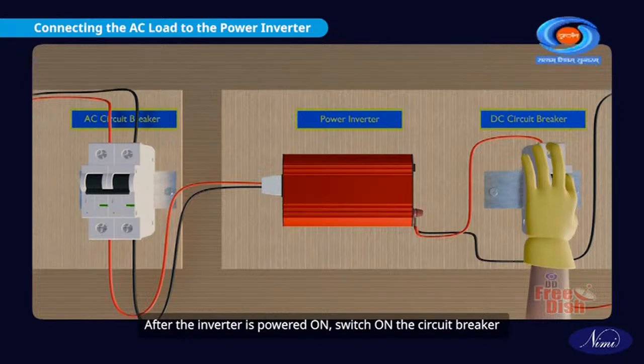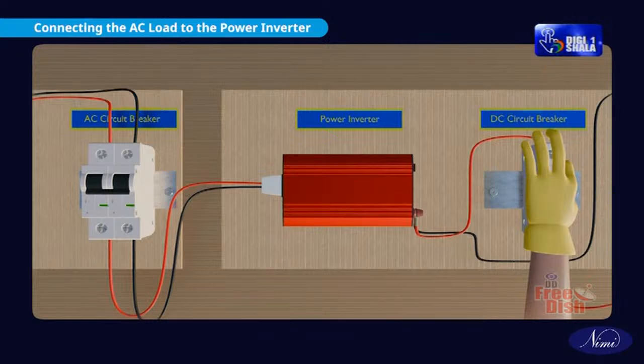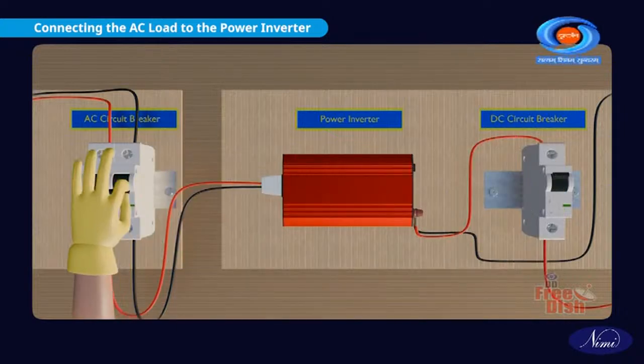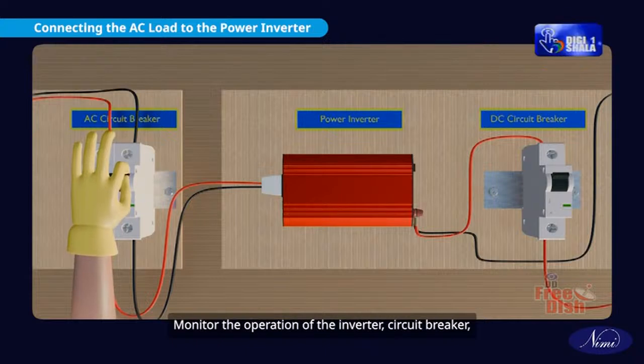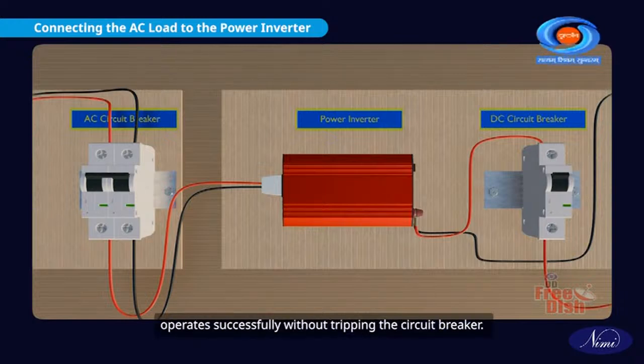After the inverter is powered on, switch on the circuit breaker by moving the knob to the on position, usually upwards. Monitor the operation of the inverter, circuit breaker, and connected load, and ensure the load operates successfully without tripping the circuit breaker.